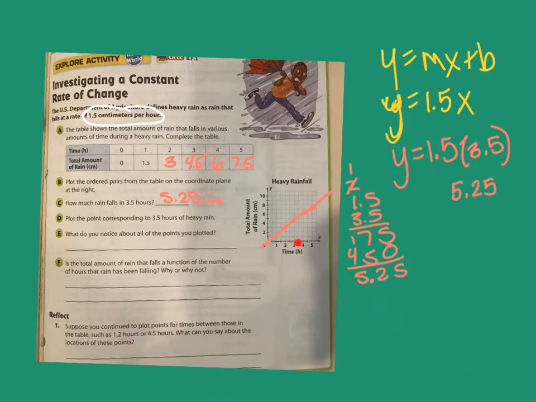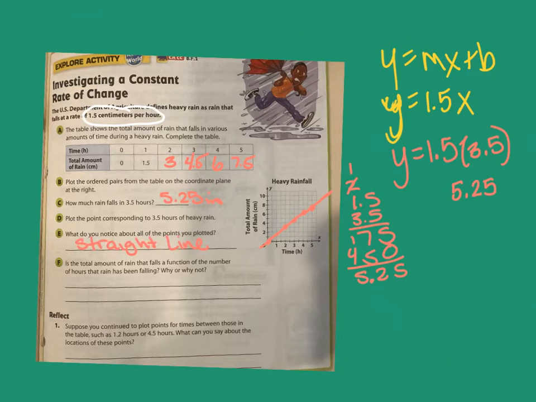I had two ways I could solve that. I could go to 3.5, find where it goes across on there. Since it was hard to tell, I used the equation instead. It goes 1.5 every hour. So I did 1.5 times 3.5 hours. And that told me 5.25. What do you notice about all the points you plotted? They were in a straight line.